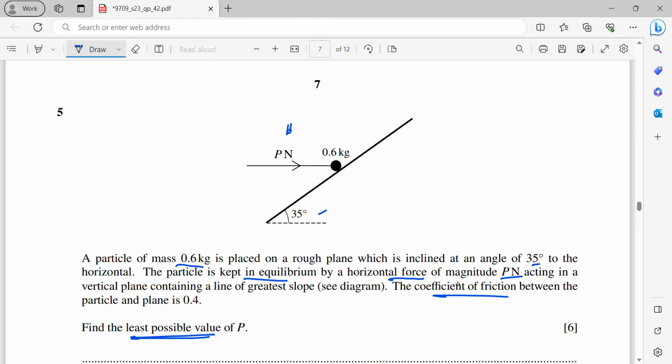So now, from here, I know that since the mass of the particle is 0.6 kilogram, the weight is going to be 0.6g. Because you need to find the least P, this means the particle is about to slide down. So when the particle is about to slide down, your frictional force will be moving up. So this is my FR.